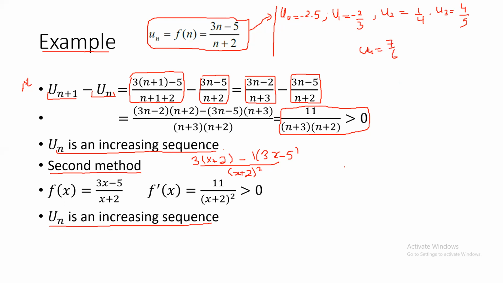As you notice, the numbers are minus 2.5. Then the second number is minus 2 over 3. Then 1 over 4. Then 4 over 5. Then 7 over 6. Then etc. What do you notice about these terms? Are they decreasing or increasing, these numbers? Increasing. They are increasing. This is what is meant by increasing sequence.